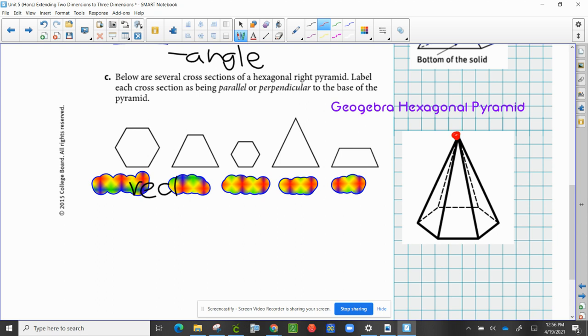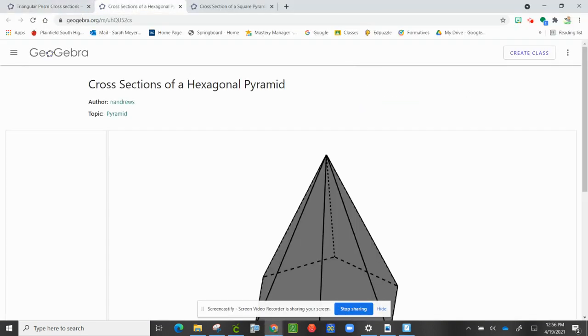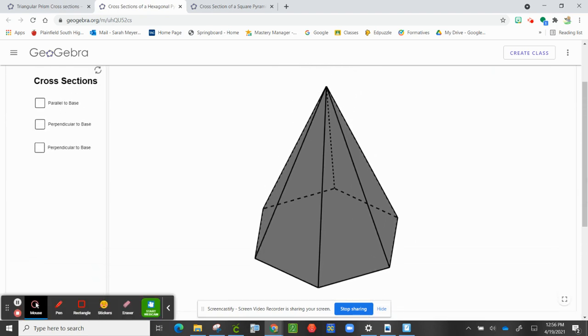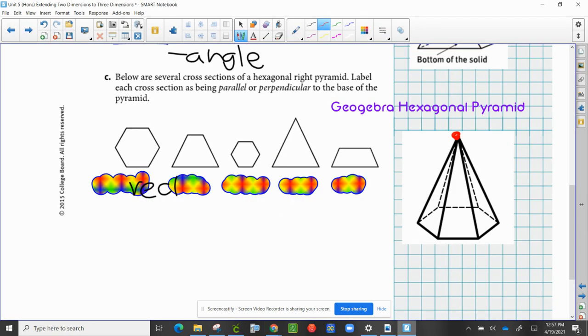Looking at these different pictures, these are different cross sections here. They want us to label each cross section as parallel or perpendicular to the base of a pyramid. I have another link so we can look at this with a hexagonal pyramid. If we had something parallel to the base, there's our cross section. The cross section means we take a chunk or slide a piece of paper that runs parallel to that shape, and I can move this up or down. Going back to our notes, which two figures are going to be the ones that are parallel to the base?